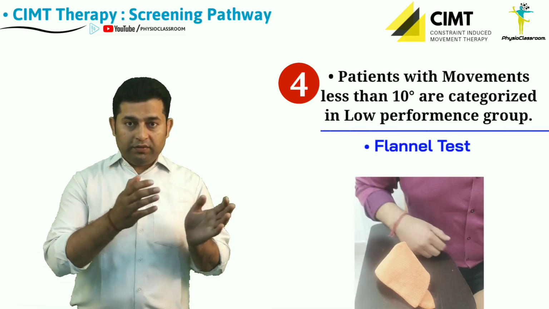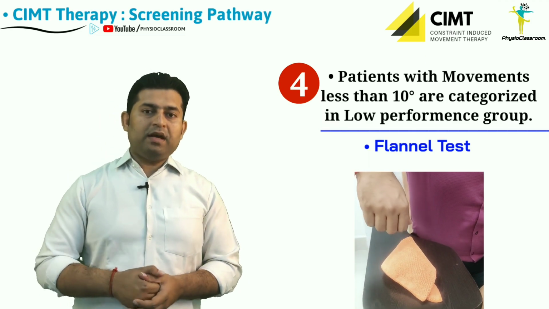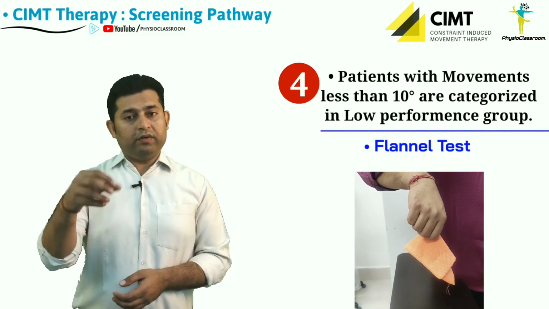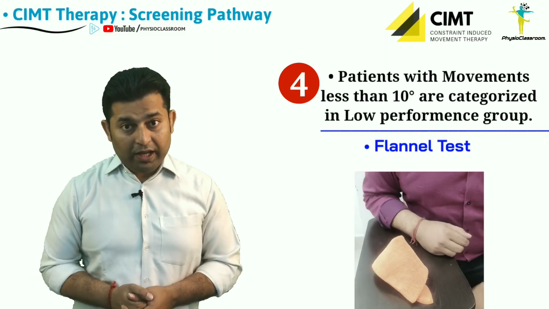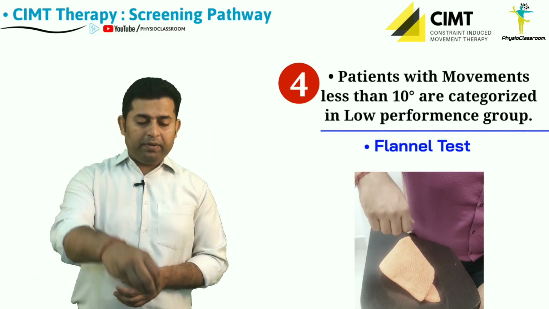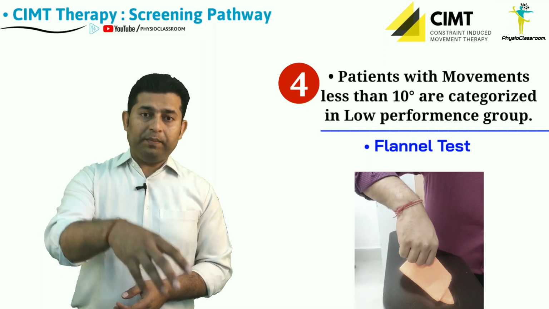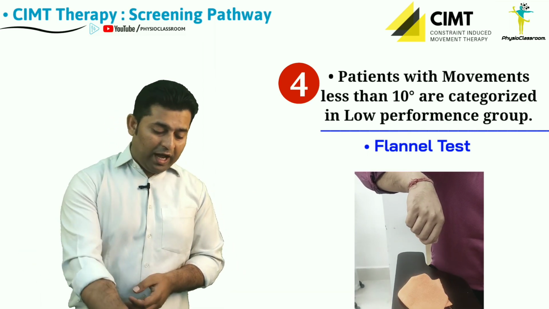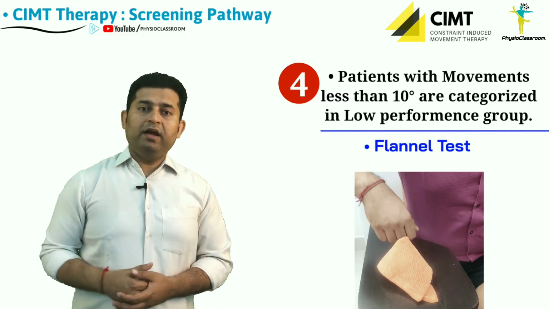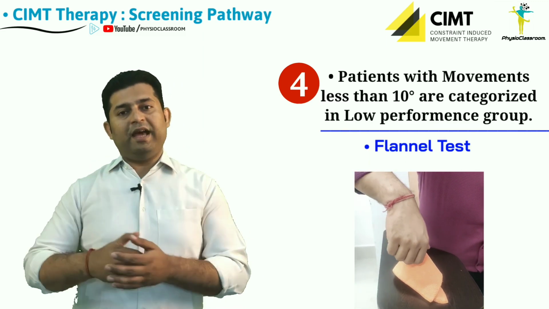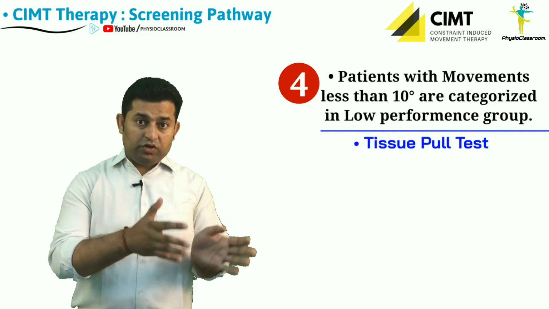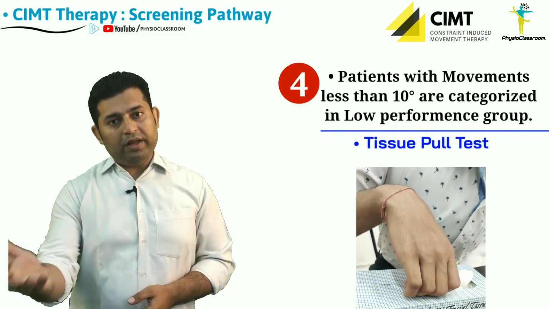In order to perform the flannel test, the therapist asks the patient to grab a soft woolen cloth with whatever grip is available to them, and then after picking up the cloth, release it back again. Any patient who is successfully able to grasp and release the flannel can be selected for the CIMT training program. An alternative test, that is the tissue pull test, works equally well.